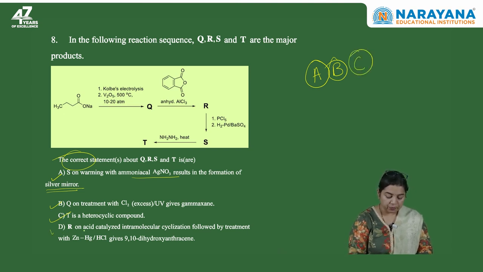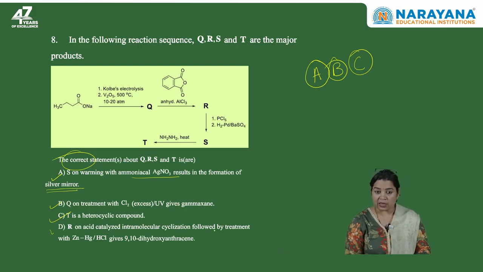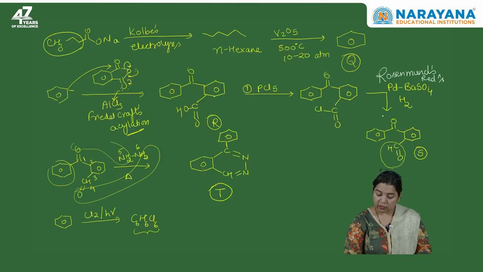Moving to D. R, on acid catalyzed intramolecular cyclization. First, let us check R. Where is R? Okay, here is R. And for R, what do they say?